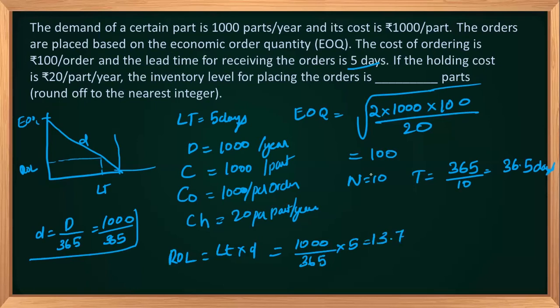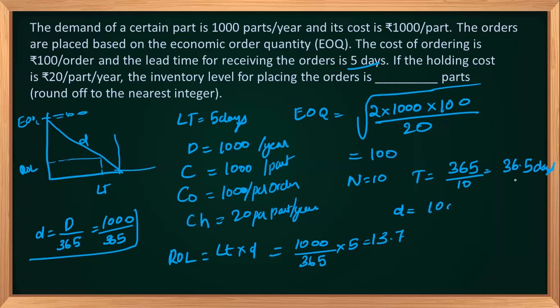Now you will wonder why I found out EOQ, right? This you can straightaway give. Yes, that is true. You can straight away find it out without using any of this. You know that it will be equal to 1000 divided by 365 multiplied by 5, which will give you 13.7. Okay. Now with EOQ we can find out again d. d will be how much? What will be this one? EOQ is 100, which is given, right?